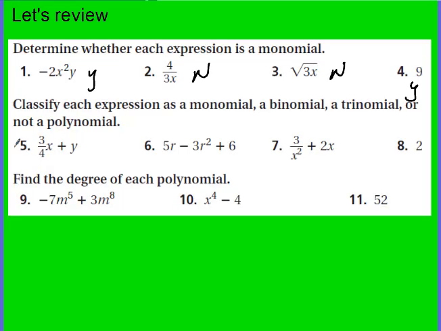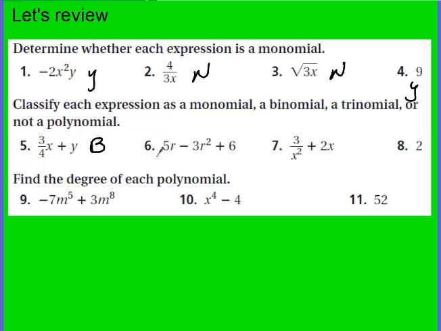So let's see. 3/4 x plus y, is that a monomial, binomial, trinomial, or not one? That would be a binomial. The first thing you have to do is make sure that each term inside your so-called polynomial is a monomial, which means it has to meet those conditions. So 3/4 x is perfectly fine. The number in front can be a fraction. It's just the exponent on your variable that cannot be.